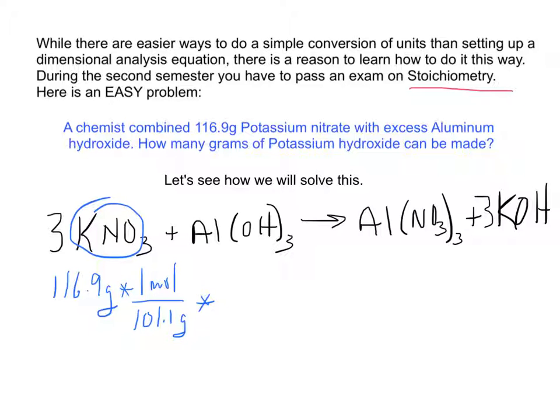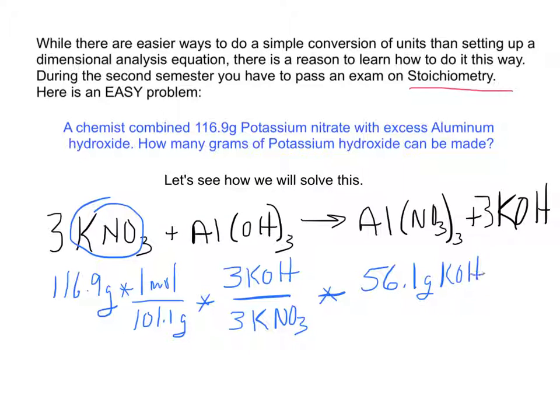Now I can use my balanced chemical equation and say, here's my next conversion factor. 3 moles of potassium hydroxide will create, or can be created from, 3 moles of potassium nitrate. And then it wants me to turn it back into grams, so I would then end up getting rid of my moles and turning it back into grams, and I know that there are 56.1 grams of potassium hydroxide for every 1 mole of potassium hydroxide. So I now have just gone through and used all of my conversion factors.